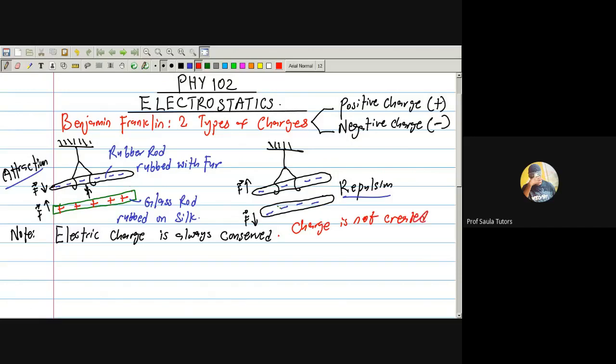Like what is happening here, this glass rod has been rubbed with silk. Take note that this negative charge was never created. When an object is rubbed against another, charge is not created. But how do we get this charge? Take note that when two objects are rubbed against one another, charges are being transferred from one object to the other.